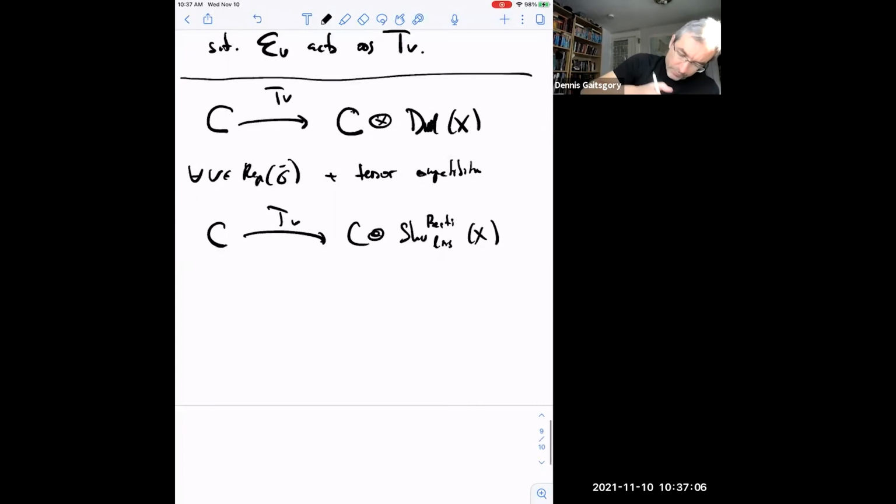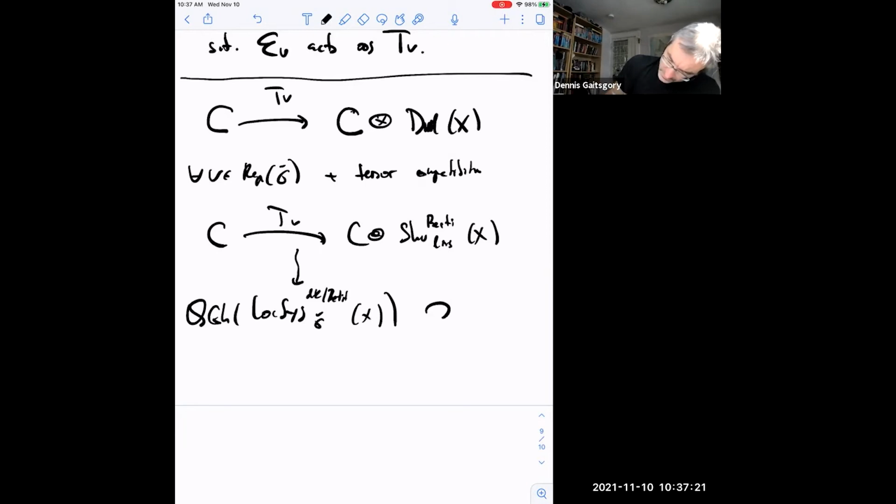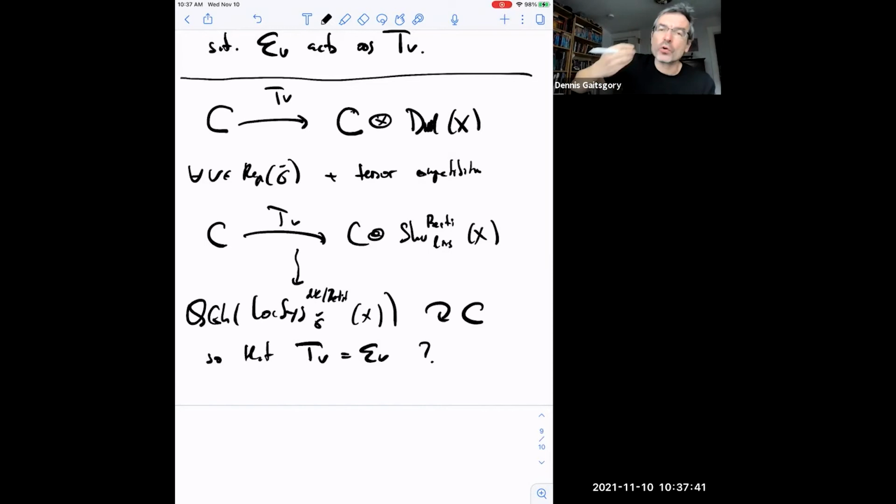And you can ask, in both of these contexts, do these data give rise to an action of quasi-coherent sheaves on the appropriate version? So this is de Rham versus Betti. On C, in such a way that T_V equals E_V. The thing is that in the Betti context, this is always true, and it's a tautological theorem. And in the de Rham context, this is false for general C. It's a condition on C whether or not such an action of quasi-coherent sheaves exists, and I don't know how to spell this condition out.